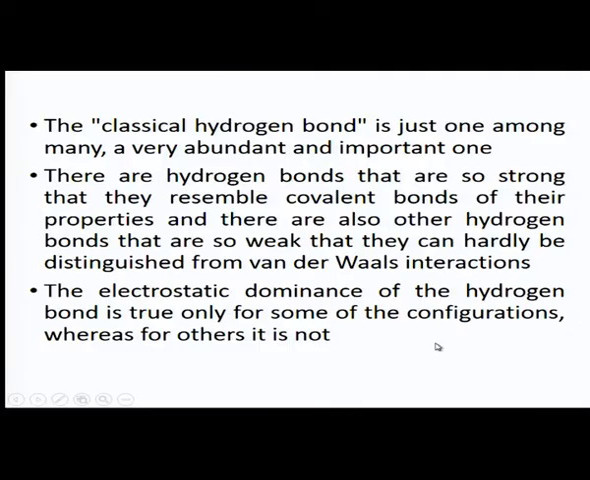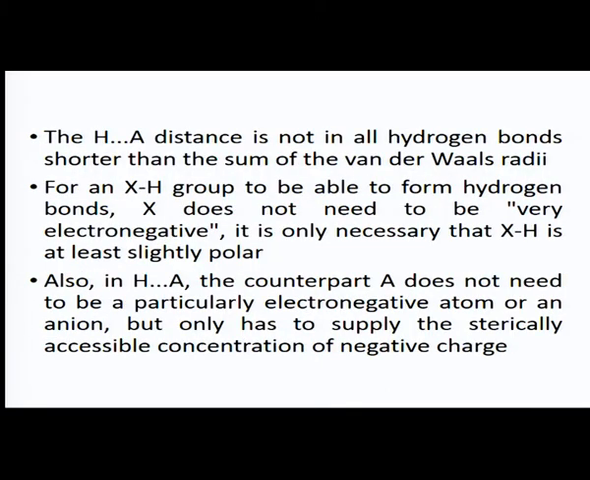There are hydrogen bonds that are so strong that they resemble covalent bonds in their properties, and there are also other hydrogen bonds that are so weak that they can hardly be distinguished from van der Waals interactions. The electrostatic dominance of the hydrogen bond is true only for some of the configurations, whereas for others it is not. The H...A denotes that H is not directly bonded to the acceptor. It is the distance, and it is not in all hydrogen bonds shorter than the sum of the van der Waals radii.